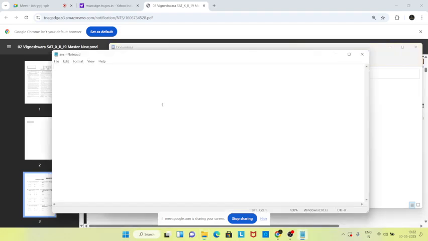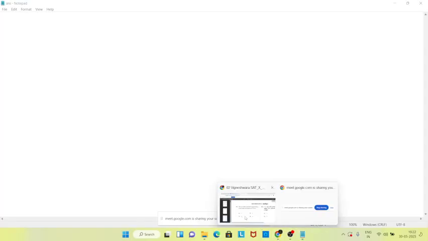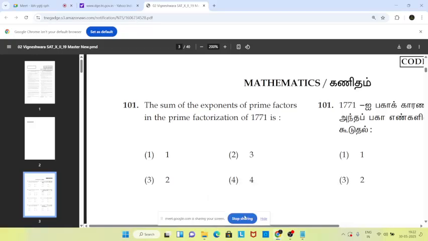One minute, I will take a white sheet. So the sum of the exponents of prime factors in the prime factorization of 1771 is. What it means is, you have to factorize 1771. You should find what the prime factors are. Factors means the ones which can divide that number. So all those numbers are called factors.